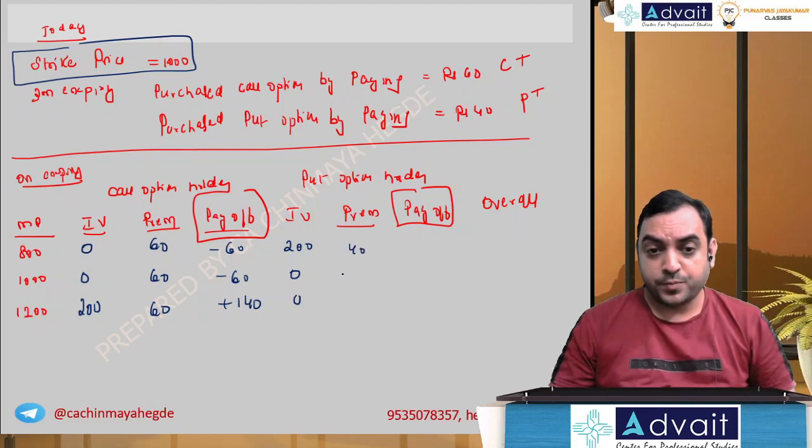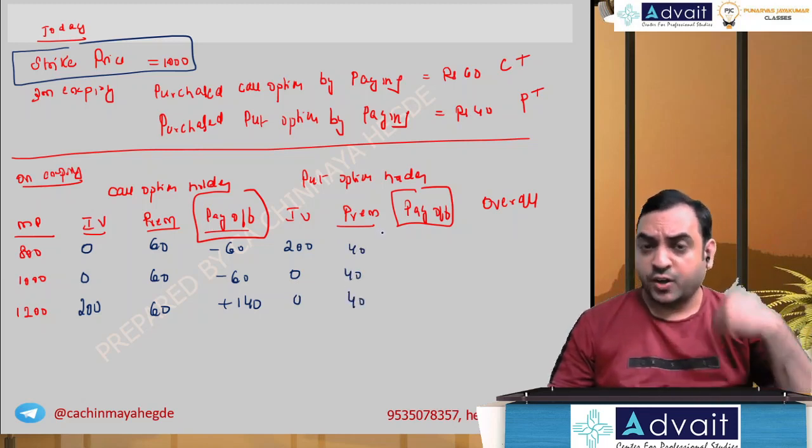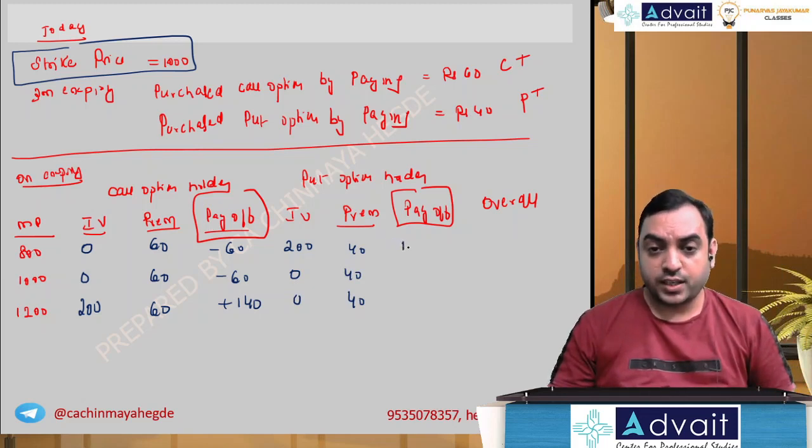You paid a premium of 40. Intrinsic value minus premium, because you're the holder: 200 minus 40, that is 160. This is minus 40. So the overall payoff is minus 60 plus 160, plus 100; minus 60 minus 40, minus 100; plus 140 minus 140, plus 100.